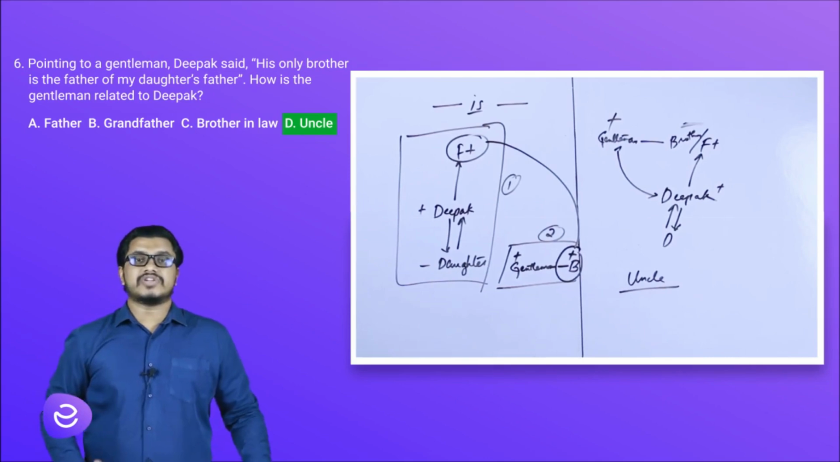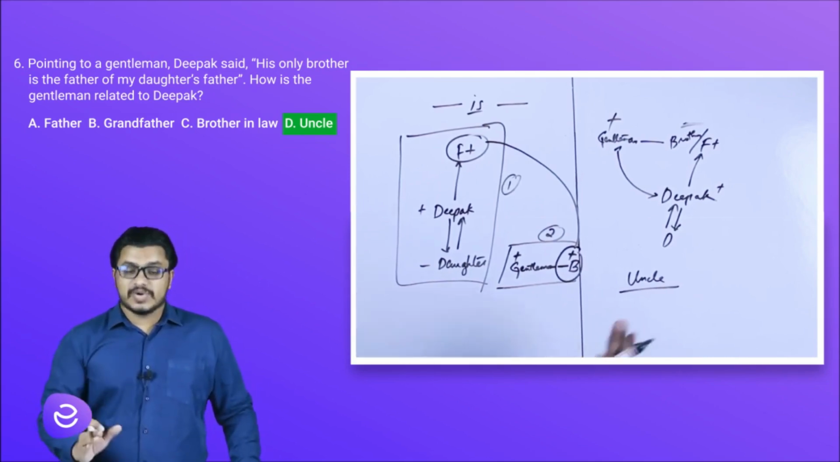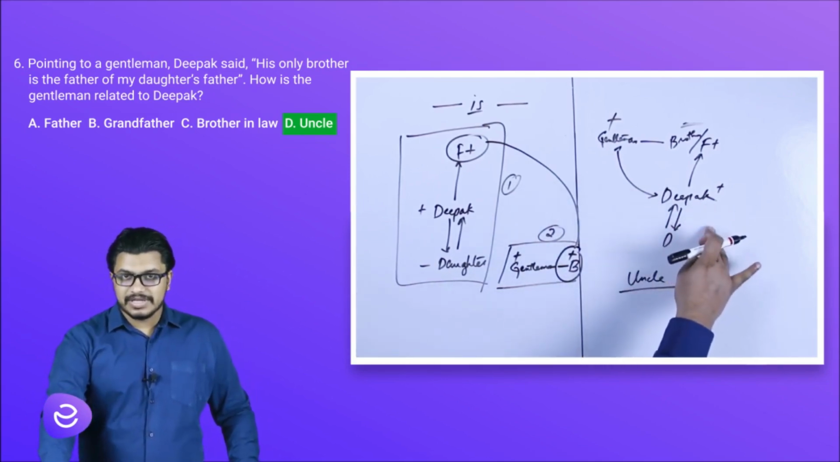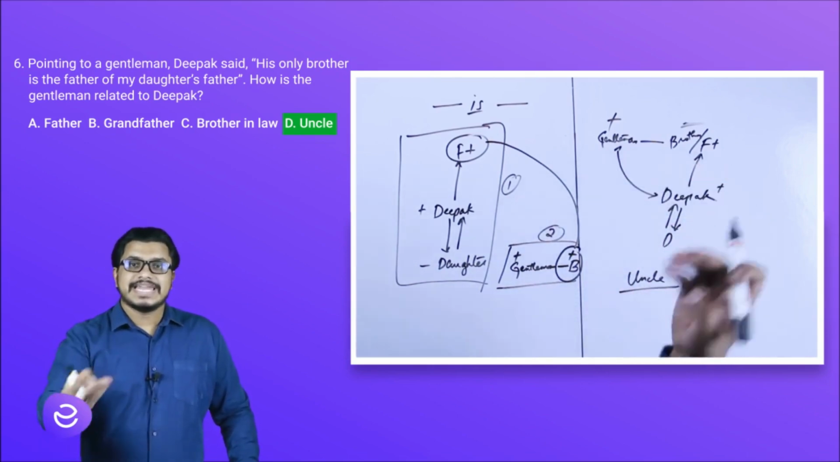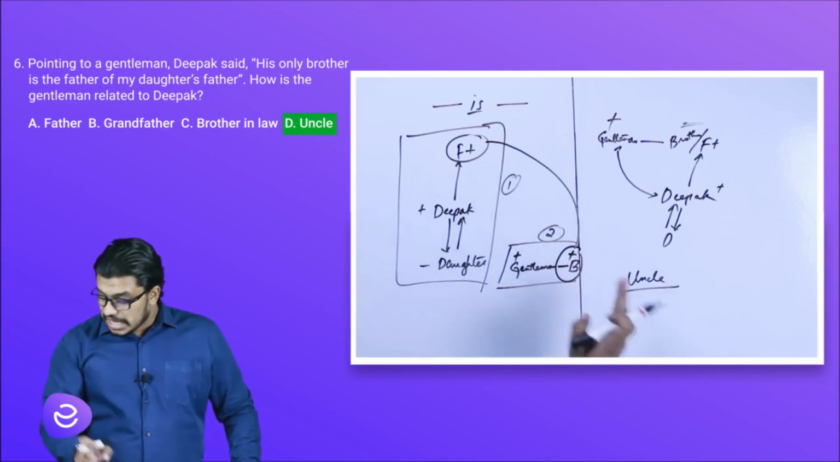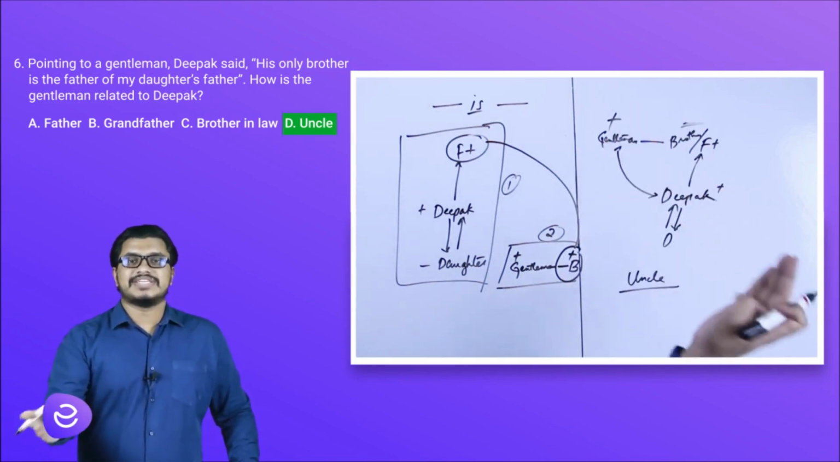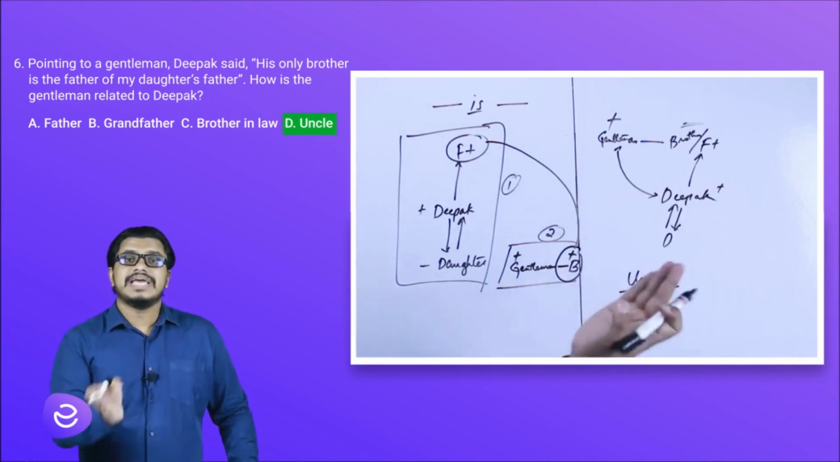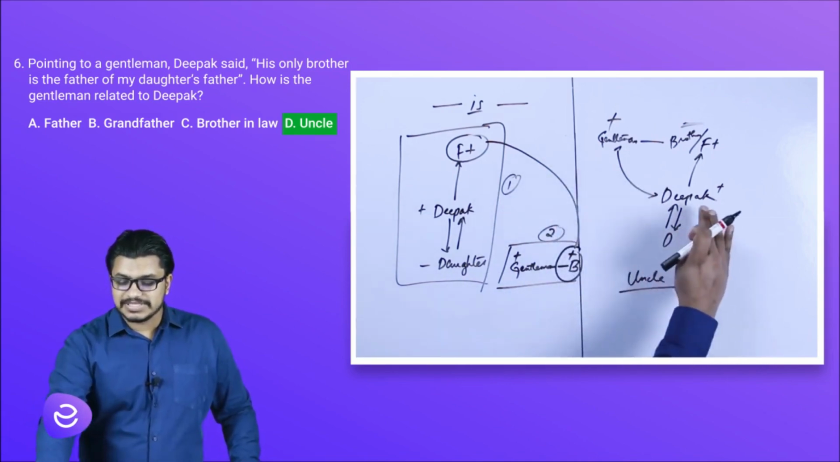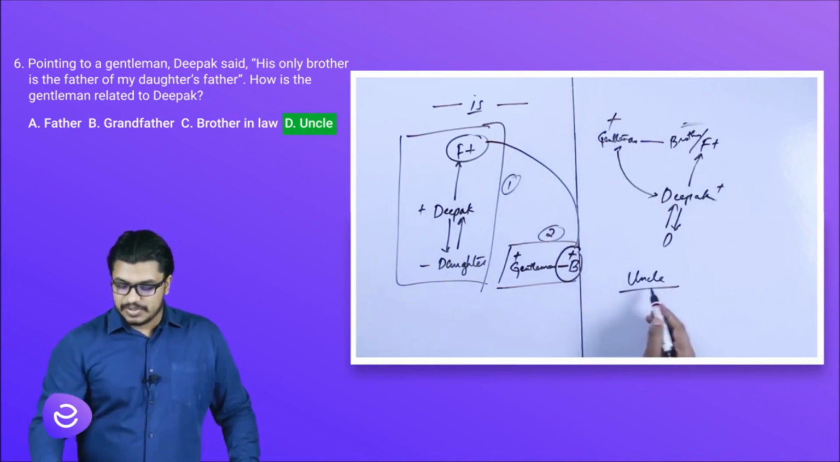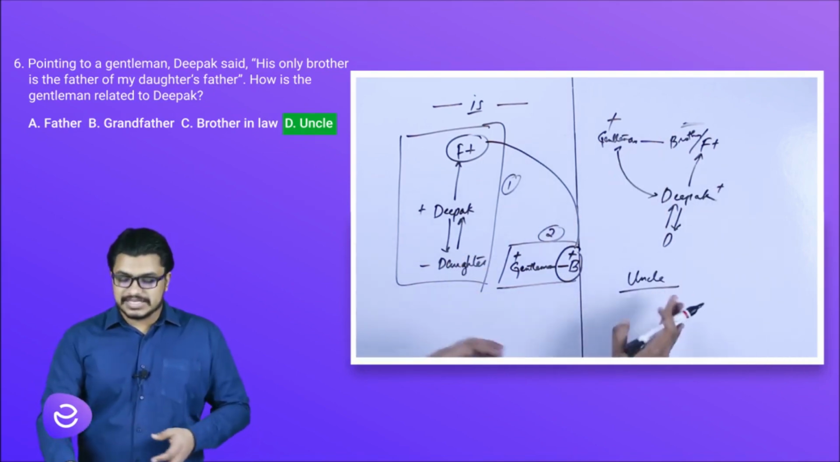So this question is also based on a point of view. If the question is about who is Deepak, we would say he is the gentleman's brother's son, so it might be nephew. But here the question is, how is the gentleman related to Deepak? So the question is about the gentleman. He is Deepak's father's brother, which comes to uncle. So that is the answer here, uncle.